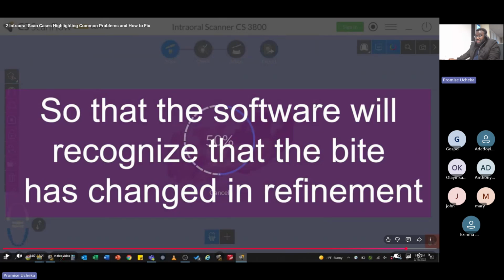So you can change the bite. So when that bite is registered, you can correct it and then change it, delete the initial one, so that the software can recognize that the bite has been refined, and now the software can store the refined bite instead of the one that was captured when that alignment did not happen well.